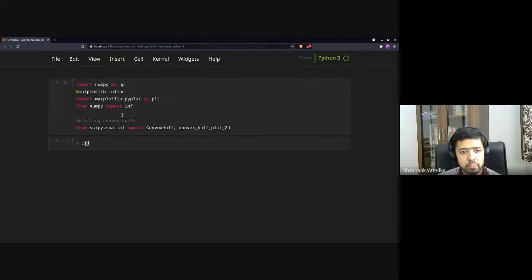Is this a comfortable font to view? Do you want me to zoom in or zoom out? It's compatible. Okay, right. In case it's not, just let me know.